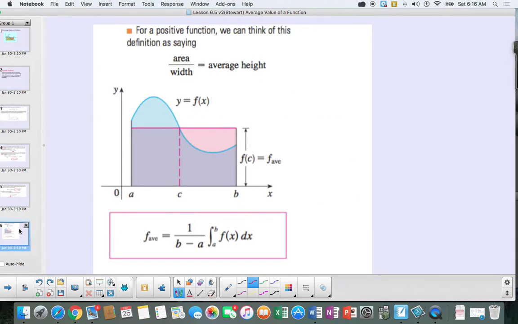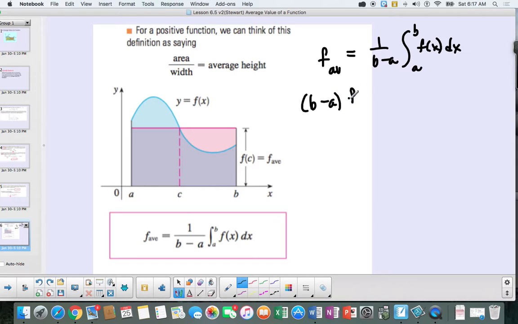Geometrically, what does that look like? So let's go ahead and write this up again. We discovered that f average is equal to 1 over b minus a times the integral from a to b of f of x dx. And I'm going to take this constant and put it to the other side. B minus a times f average is equal to the integral from a to b of f of x dx.